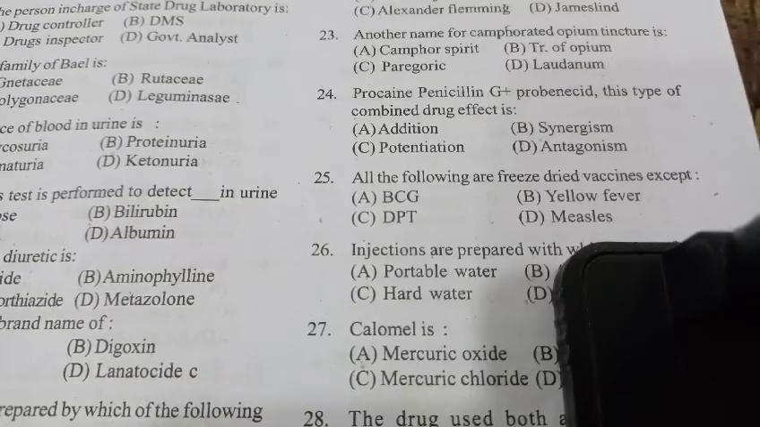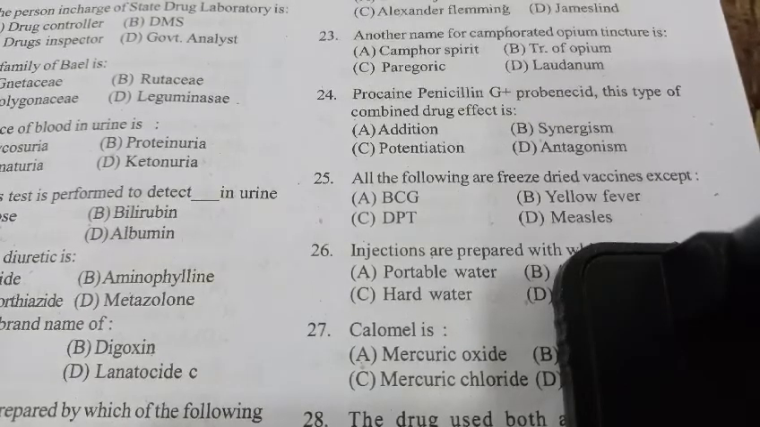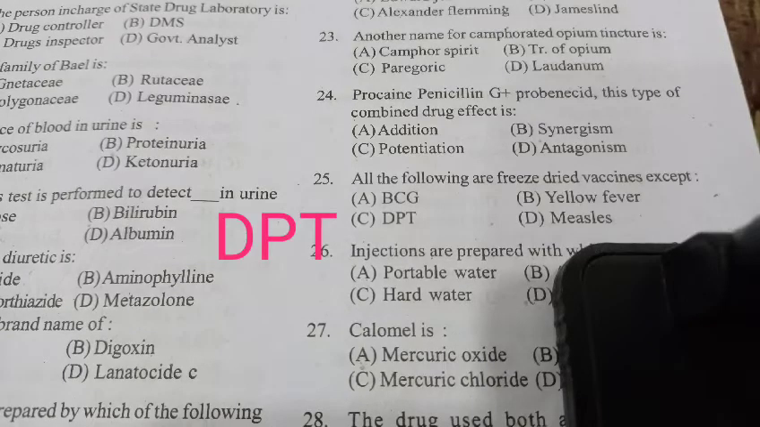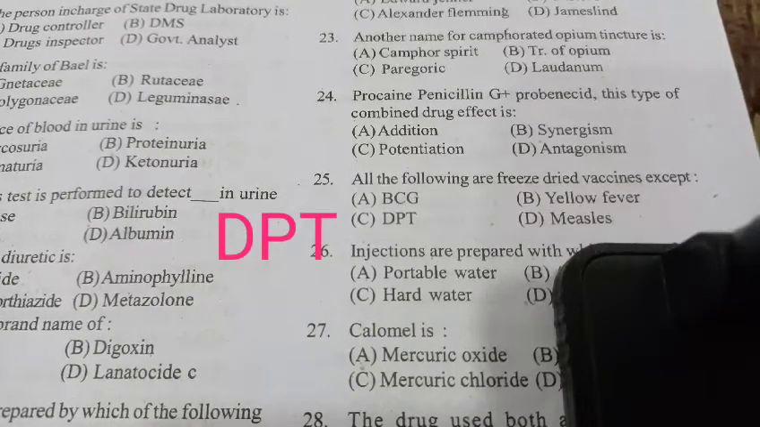All of the following are freeze-dried vaccines except BCG, yellow fever, DPT, measles. The answer is diphtheria, tetanus, pertussis vaccine, option C.